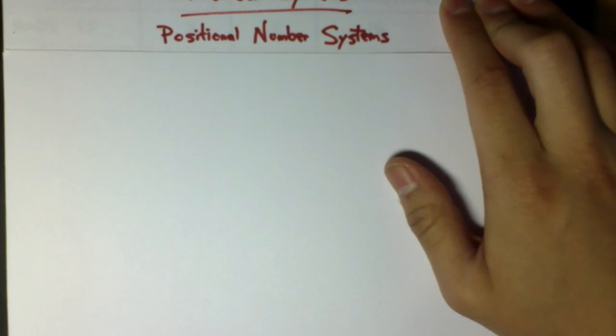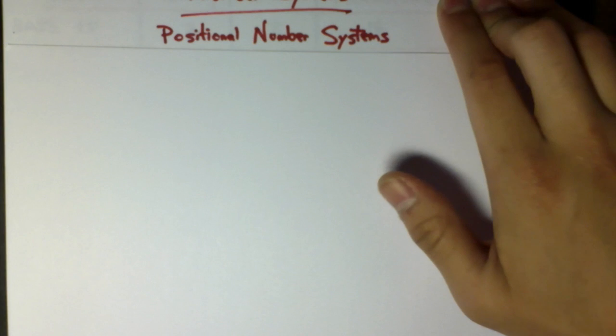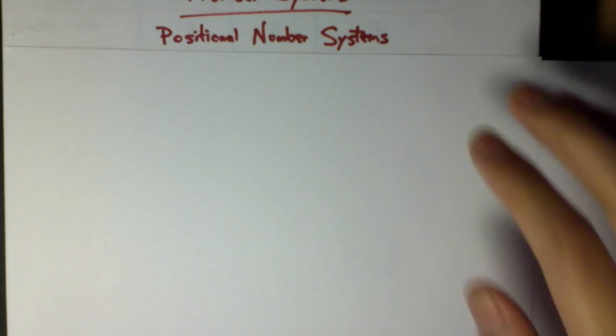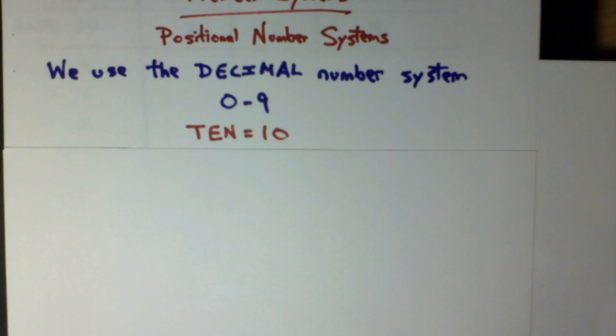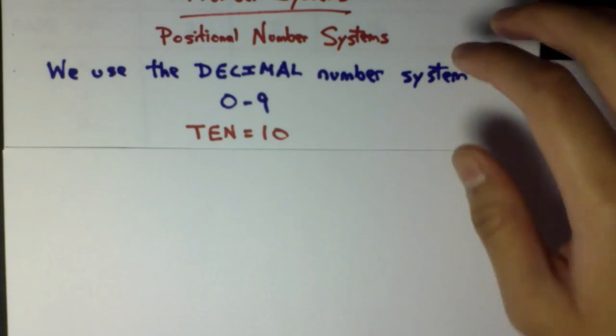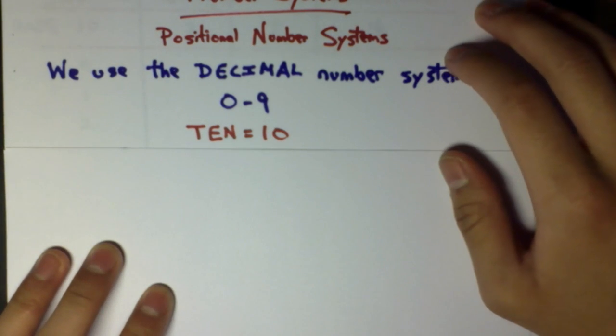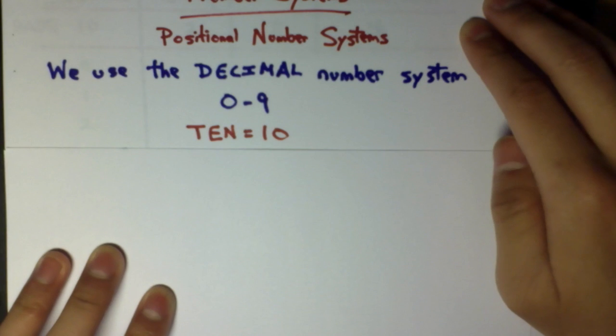If you think about how we actually count on a day-to-day basis, we use 10 different digits, 0 through 9, which is why what we use is called the decimal number system. When we get to number 10, we don't actually have a single digit that represents 10. So instead, we choose to represent it as a 1 followed by a 0. Now, why do we do that? All will be explained when we think about what a positional number system actually is.